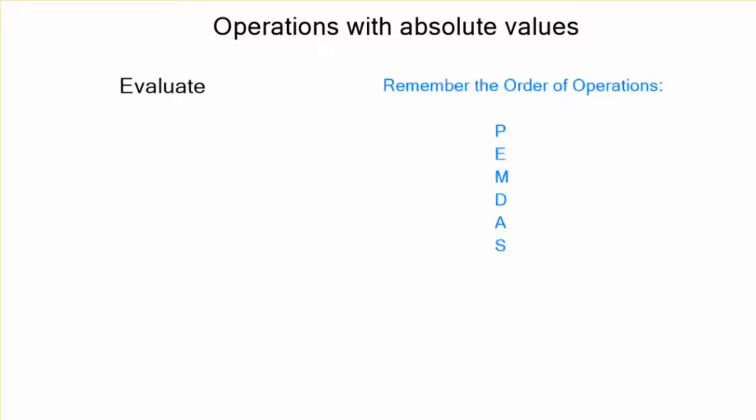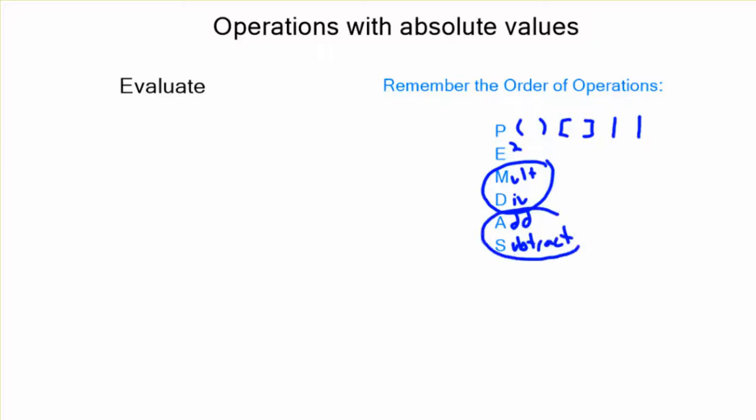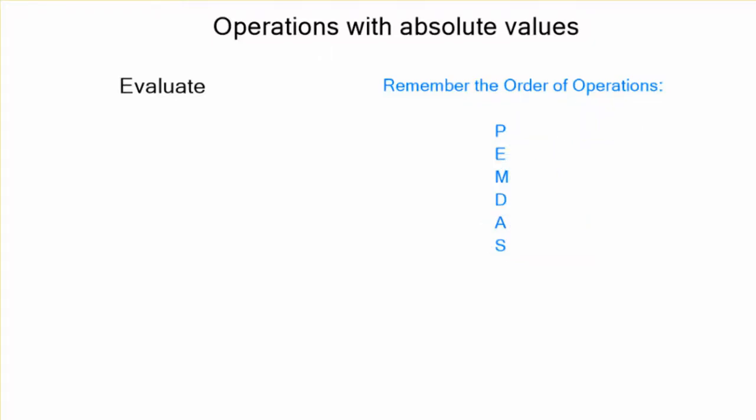So let's try some actual operations with absolute values. Remember, to evaluate something with adding, subtracting, multiplying, dividing, you always have to use the order of operations. Now, these parentheses, this grouping symbol, these grouping symbols could also be brackets, and it could also be the absolute value. So we're going to treat these like parentheses. Then you would do any exponents, then you would do all multiplication and division together from left to right. And then at the end, you would do any addition or subtraction from left to right together. So let's keep that in mind as we move along.